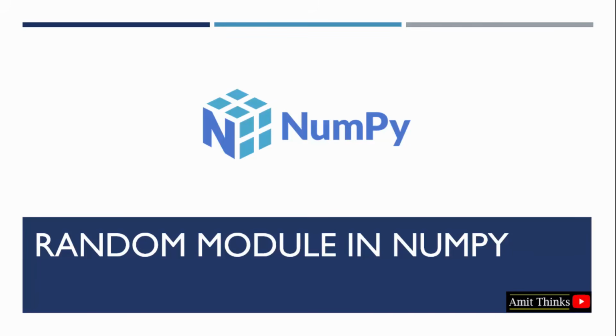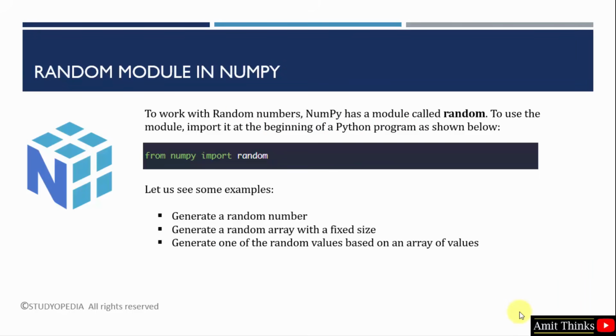In this video we will learn what is a random module in NumPy. We will also see some examples. So if you want to work with random numbers, NumPy has a module called random. Let's see. To import this module, first we need to install NumPy, obviously, because it is a NumPy module. After installing NumPy, you need to just import random like this: from NumPy import random. That is, we are actually importing random from the NumPy library because it is a part of it.